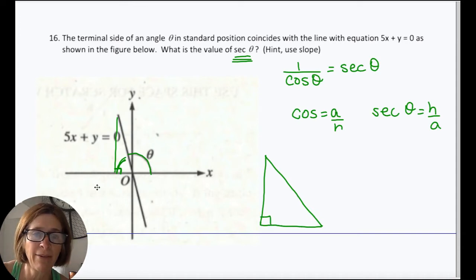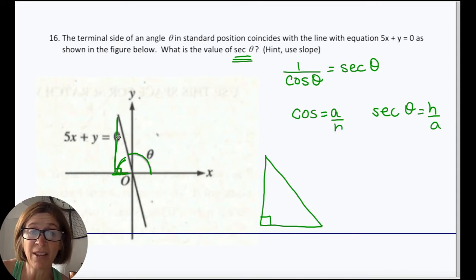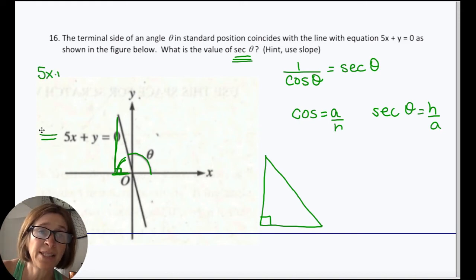Okay, so this is what we have. And my question would be, what's the y value and what's the x value? Well, to be honest with you, that would be the slope of the line. And I said, hey, use the slope. Well, what is the slope of the line? Well, it's in standard form.